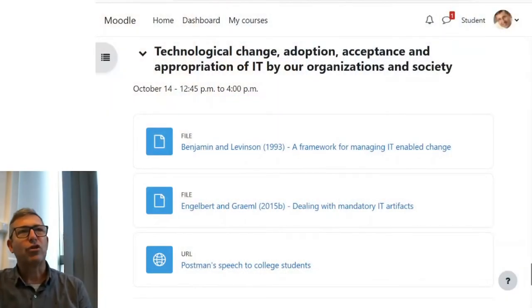Okay, so we have our last topic, which is technological change, adoption, acceptance, and appropriation of IT by organizations and our society. I think that change is something that everyone should study, but particularly people involved with IT need to study change, because IT is many times used as a change factor, the way to achieve change.